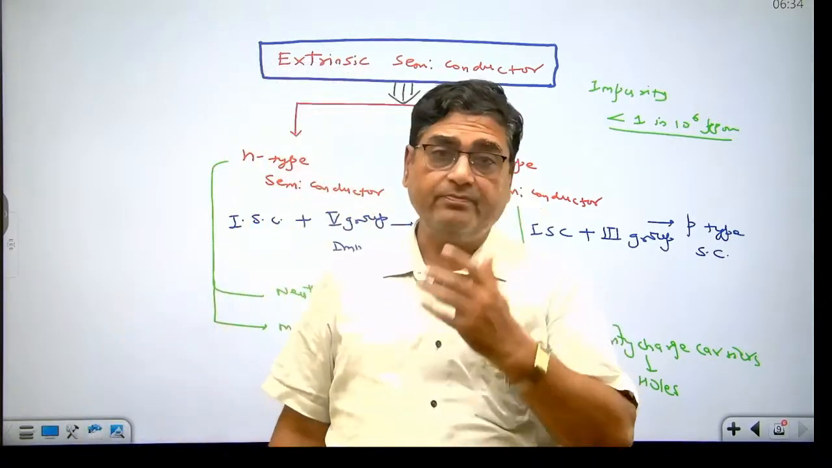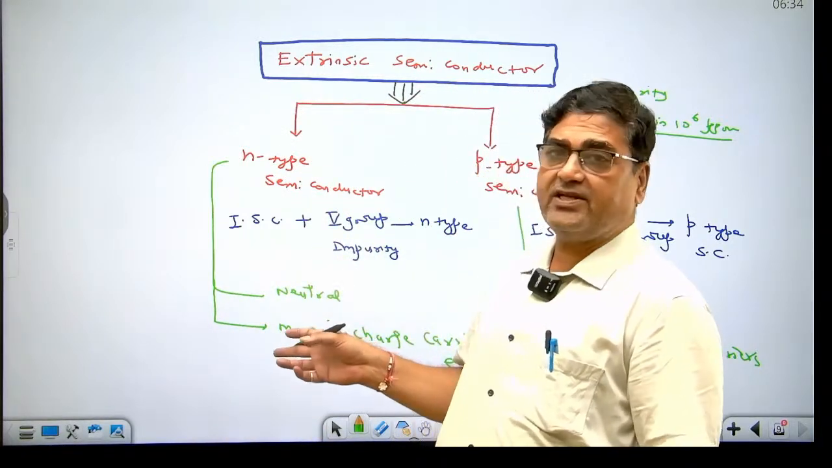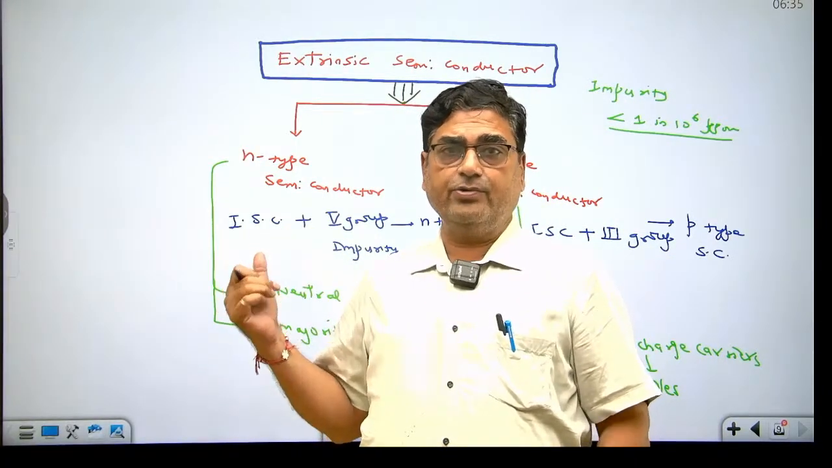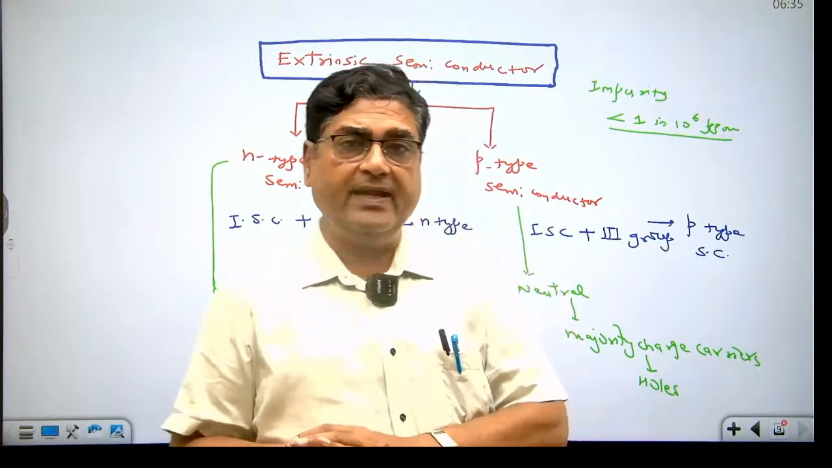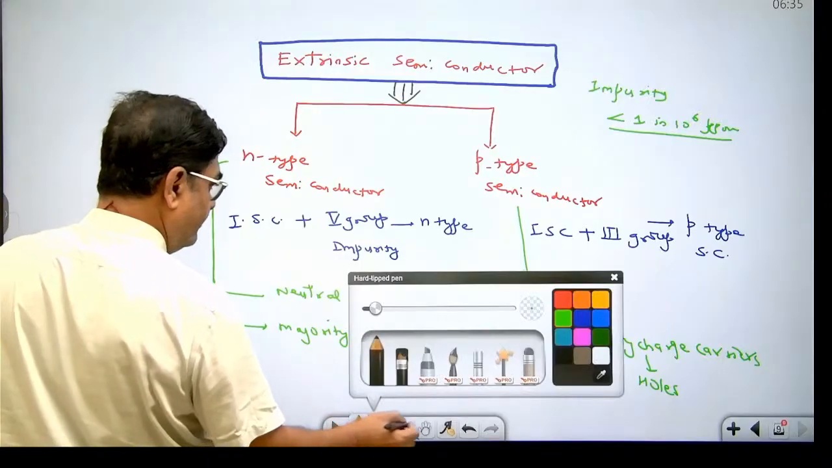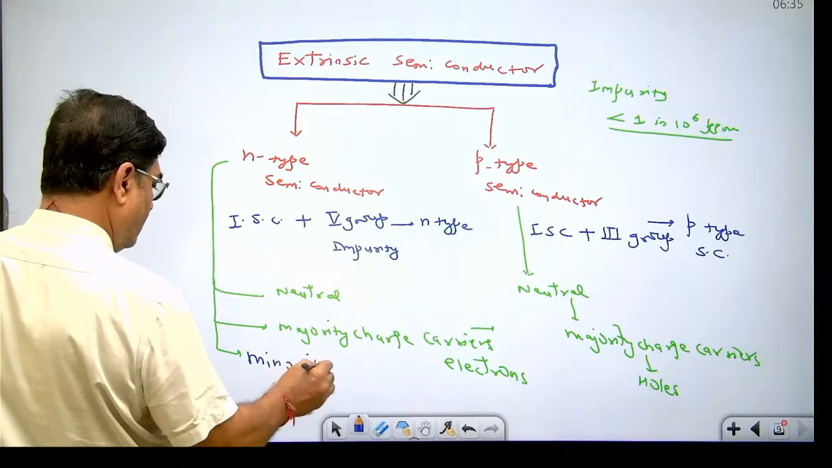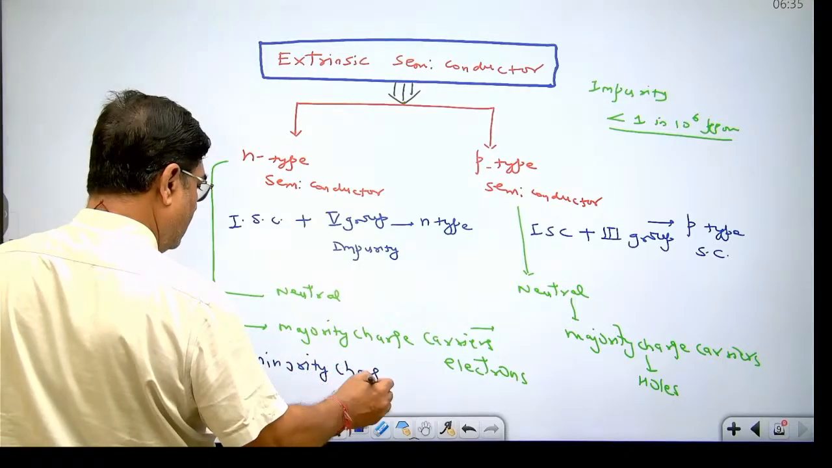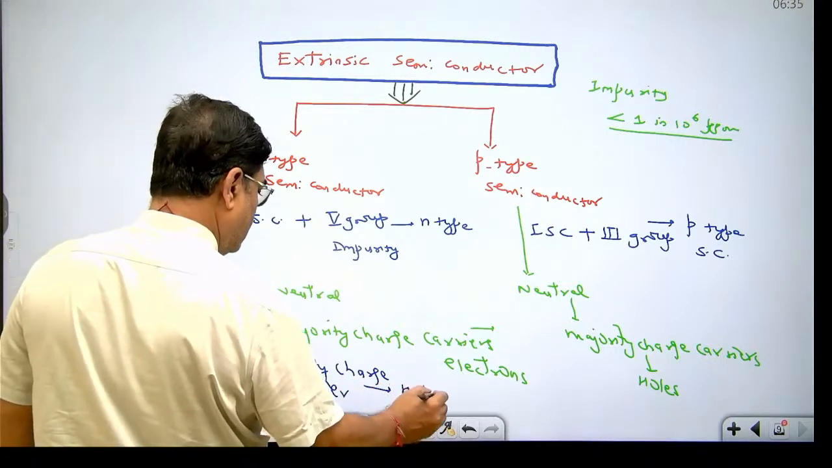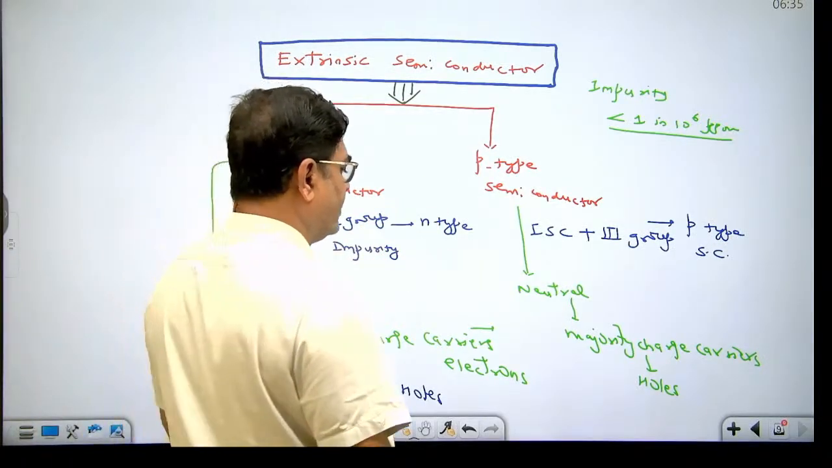Minority charge carriers: in case of N-type semiconductor crystal, minority charge carriers are holes. Minority charge carriers are always created in the crystal due to breaking of covalent bonds. While in case of P-type semiconductor crystal, minority charge carriers are electrons.